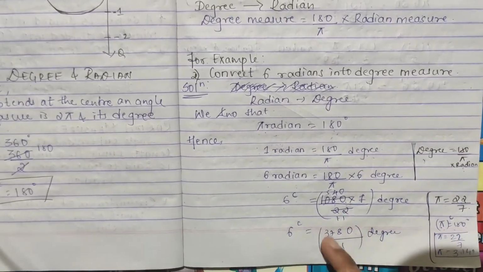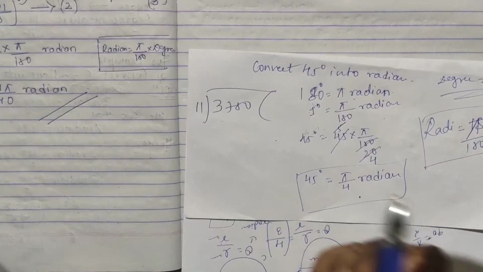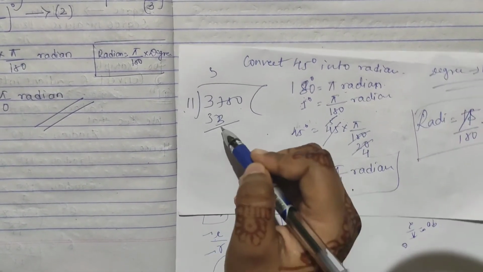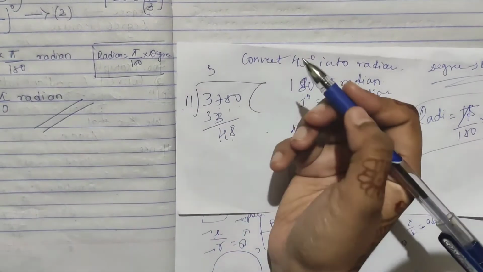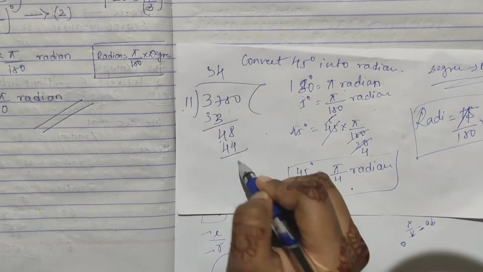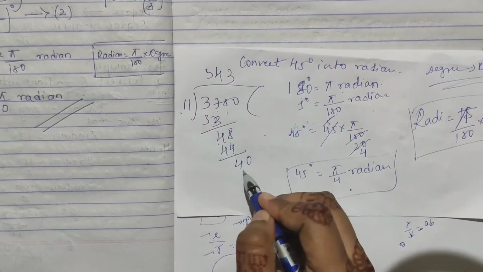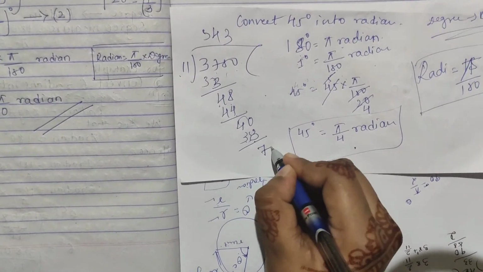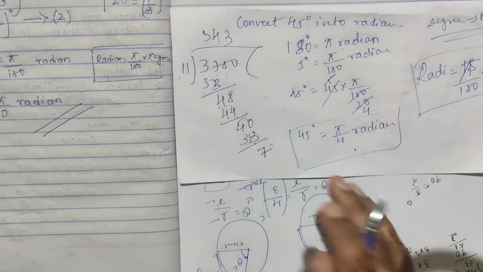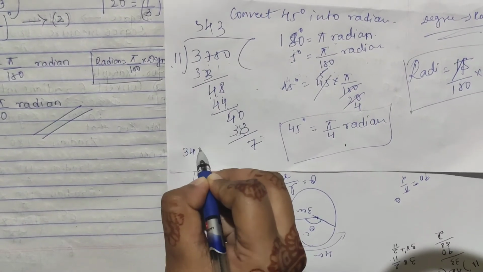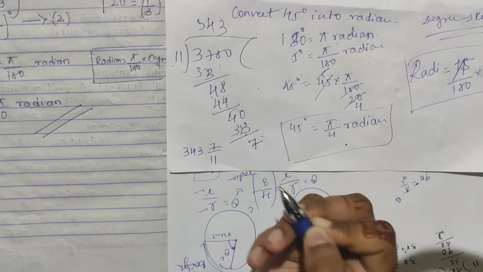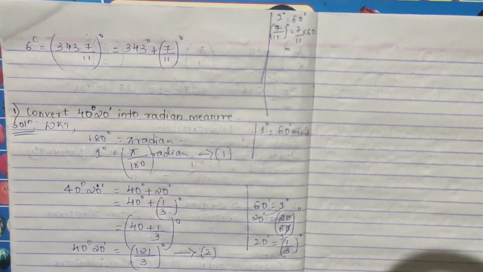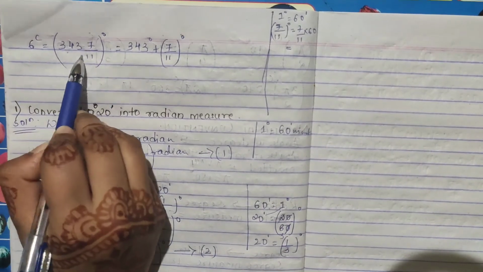And now, if we divide this, how will we get it? Dividing 3780 by 11: 11 3s are 33, yes. So the remaining is 4 8, and then we get 11 4s are 44. So 4 0. Again 11 3s are 33. So 10 3. How much will be left? 7, right? We can't do decimal points here, so this is how you have to write it: 343 and 7 by 11. So you get 343 7 by 11 degree. So what we have got, 6 radian is equal to 343 7 by 11 degree.